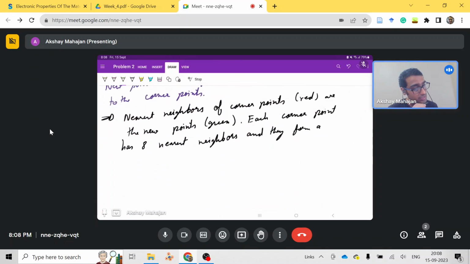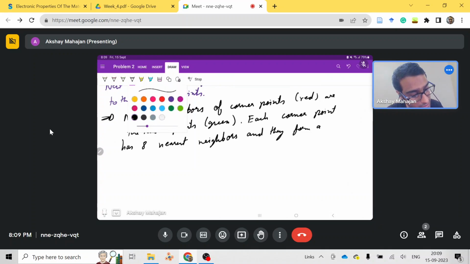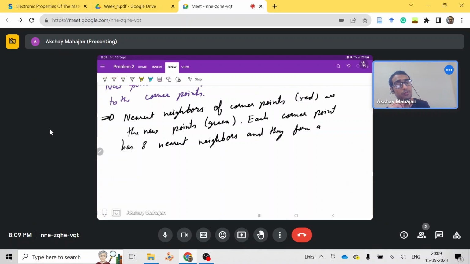So each corner point has 8 nearest neighbors, and they form a tetragonal block. That is why the tetragonal block that these two nearest neighbors of red and green will form will be rotated, and they form a tetragonal block.